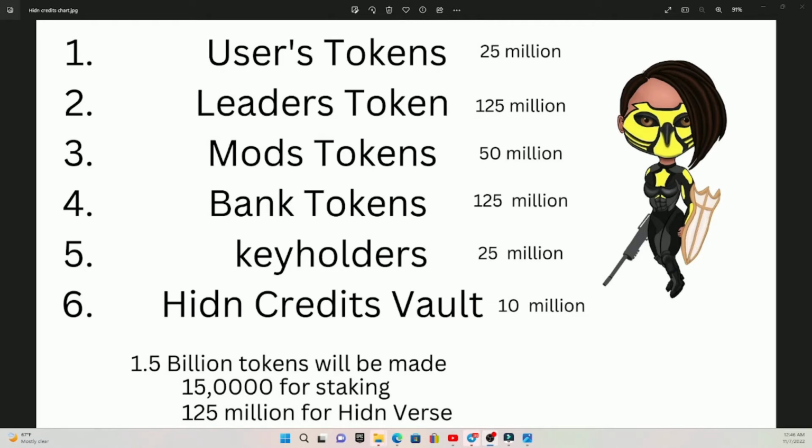Okay, so now let's go over some ground rules. One, we have 6 wallets that will be created just to hold tokens that your community has. These tokens are held just to make sure that you guys don't dump on your community, because there will be 1.5 billion tokens created. The users will get 25 million of those tokens. That means throughout time, the people who came in early will always get airdropped tokens. The people who come in early get 25 million tokens airdropped to them throughout the time that they're there.